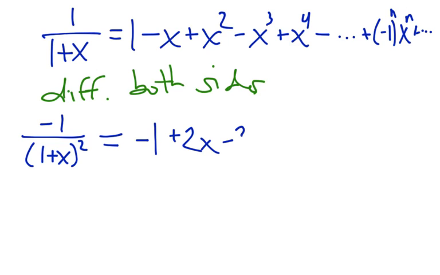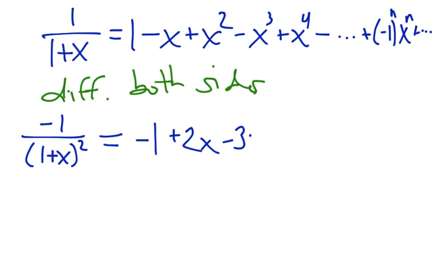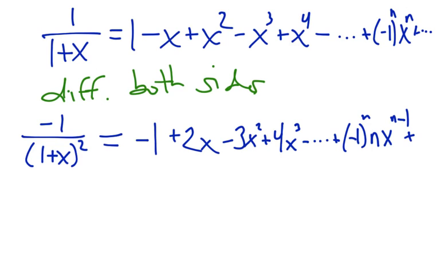Plus 2x minus 3x squared plus 4x cubed minus dot dot dot plus negative 1 to the n x to the n minus 1 plus dot dot dot. Now I'm going to back out of this a little bit so I can make this a little bit closer together. So we had 3x squared plus 4x cubed minus dot dot dot plus, again, negative 1 to the n x to the n minus 1 plus dot dot dot. Now I can fit it better on the screen. And so here we go. This is our power series representation.